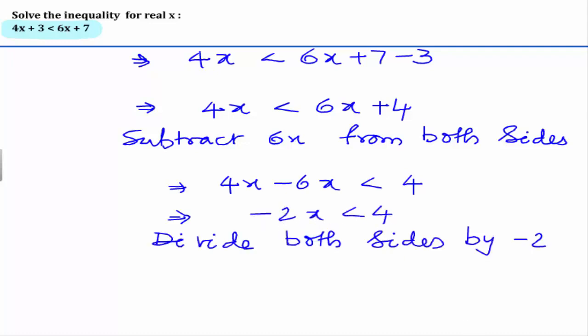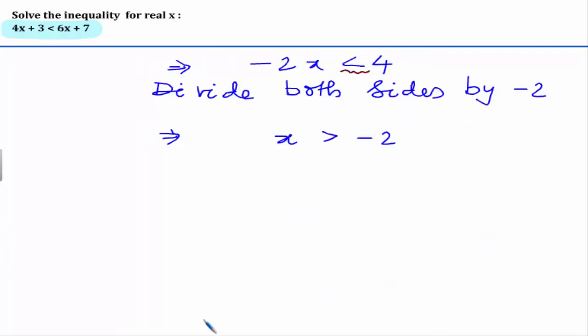Now let us divide both sides by minus 2. Here I get x and here I will get minus 2, but when you are dividing an inequality both sides by a negative quantity, this symbol changes. Now here it is less than, now it will be greater than.